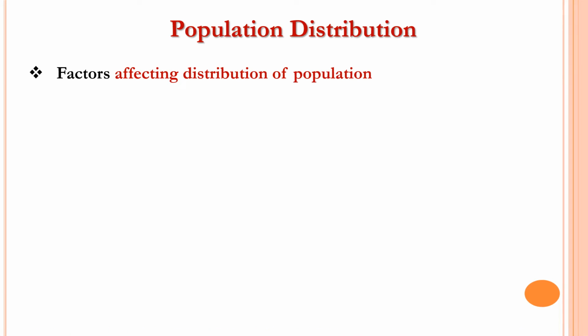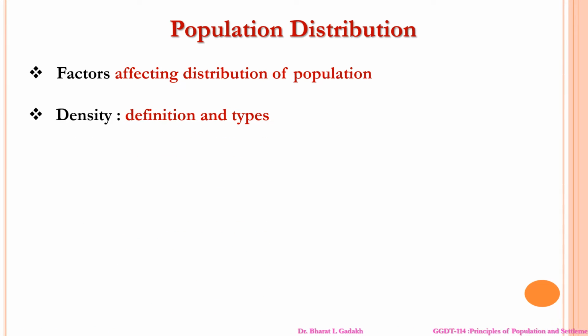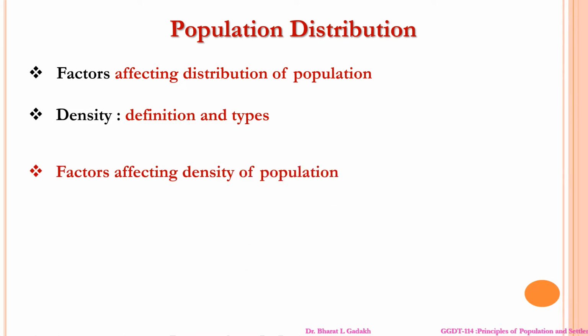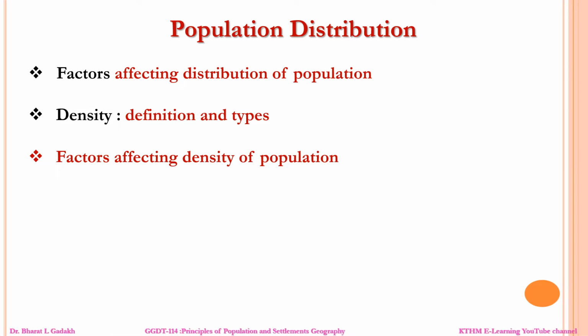The topic number second means the factors affecting the distribution of population. The second point is density: its definition and types. What is meant by density, and what are the density types? These are the points we cover in density. Then factors affecting density of population. These are the same as the previous point, but with some changes: factors affecting distribution of population as well as factors affecting density of population.